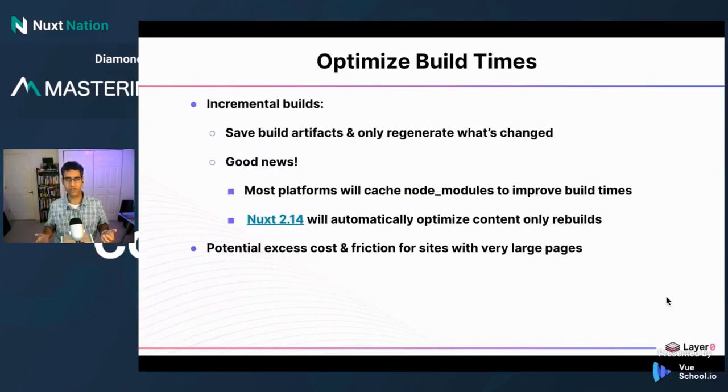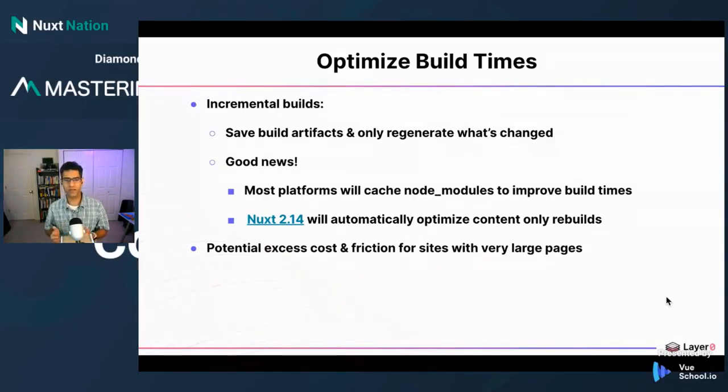So the first thing you'd want to do is probably just to optimize build times. Just make the builds faster so they're less of an issue. So you can save your build artifacts, for example, and only regenerate what's changed. And the good news here is most platforms will cache, say, your node modules to improve build times between subsequent rebuilds. And as of Nuxt 2.14, it'll actually automatically optimize content-only rebuilds. So if the code hasn't changed and only the content has changed, those builds are going to be faster. But at very, very large scale, you still run into issues of potential excess cost and friction.